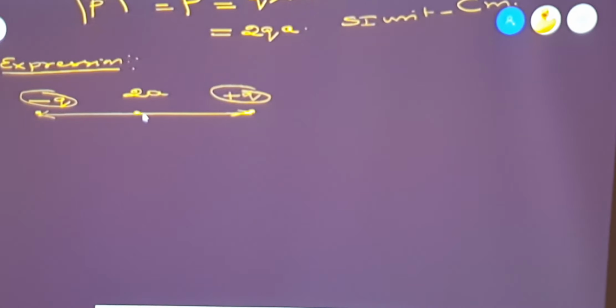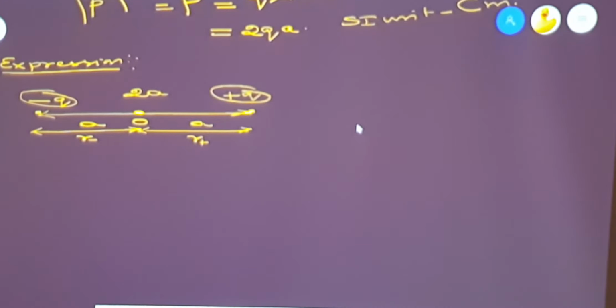Let us consider the center point as the origin. Let O be the origin. From the minus charge to O, the distance is A, or we can represent it as r minus. Generally, r is used for measuring distance. Similarly, from the positive charge to the point O, the distance is again A, represented as r plus.